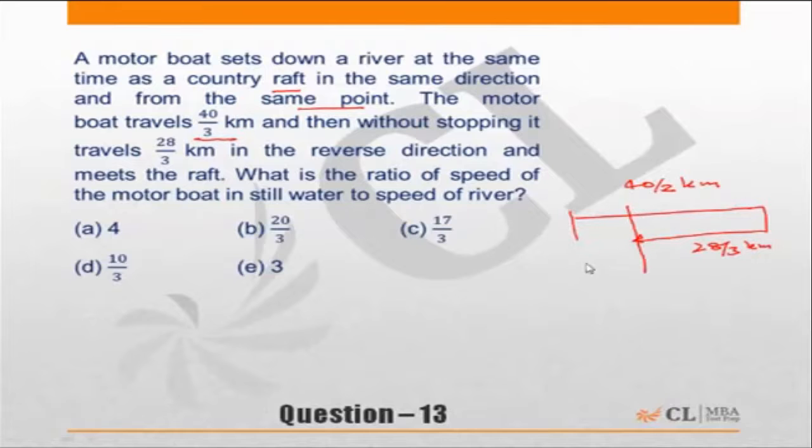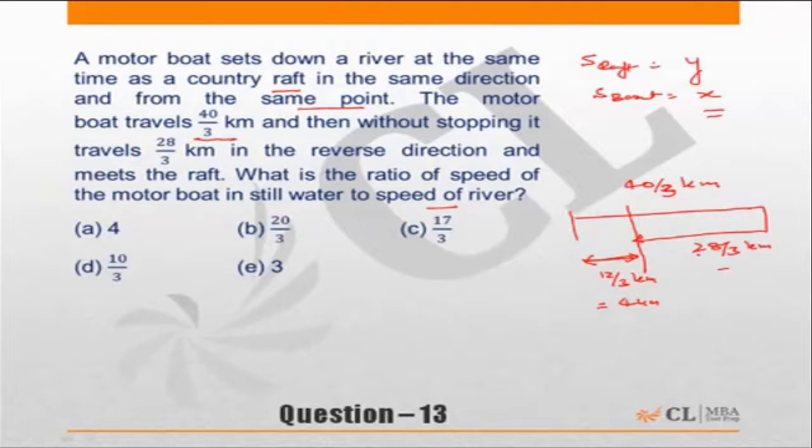That means the distance covered by the raft is 40 by 3 minus 28 by 3, which is equal to 12 by 3, or 4 kilometers. What is the ratio of the speed of the motorboat in still water to the speed of the river? Obviously, the speed of the raft will be equal to the speed of the river in still water. Let me assume that to be y. And the speed of the boat, as is a normal convention, I'll assume to be x.